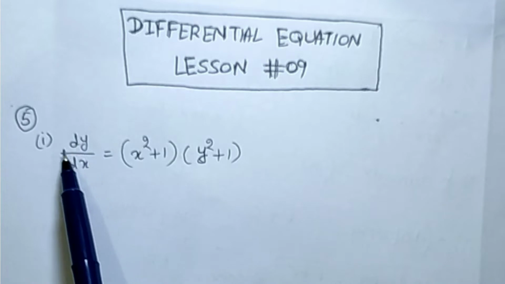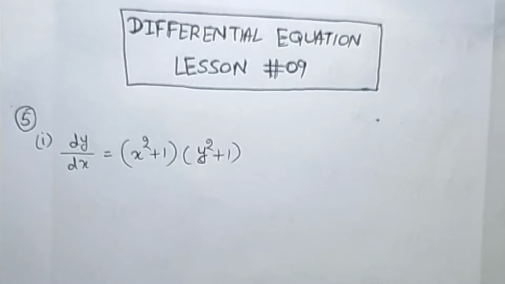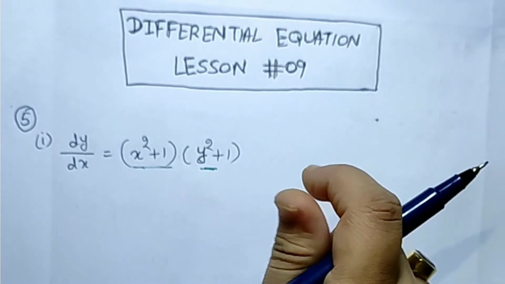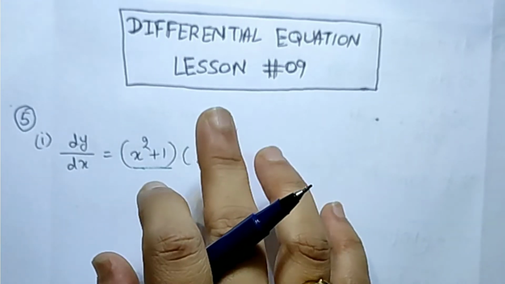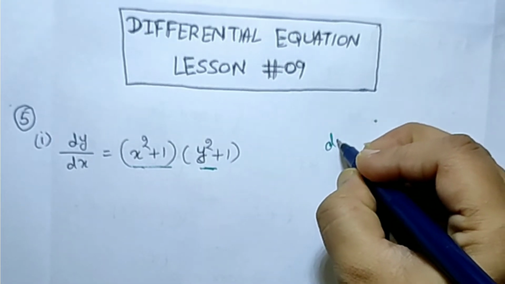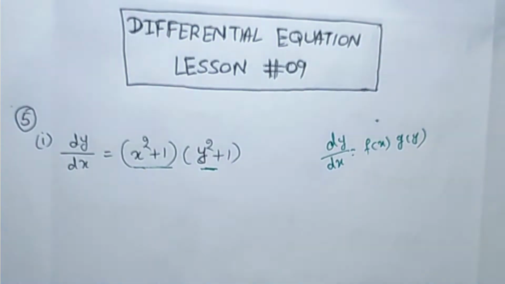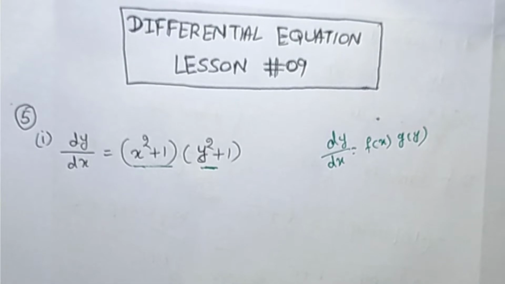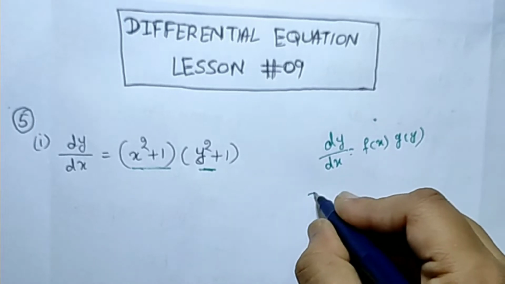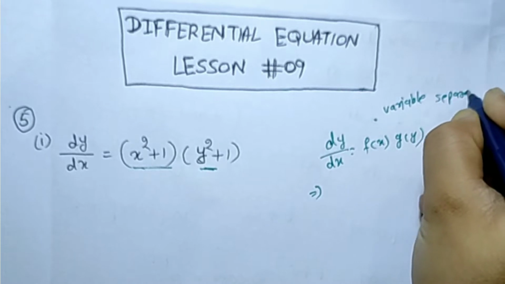Our equation is given: dy by dx is equal to (x square plus 1) into (y square plus 1). If two functions are multiplied together, we have already covered this topic in previous lessons. So if we write dy by dx is equal to f of x into g of y, suppose we have two functions f of x into g of y, then how can we solve this question? We will solve by the variable separable method.